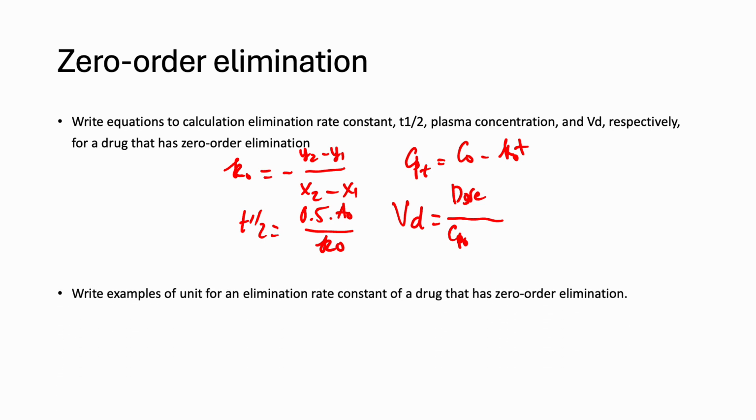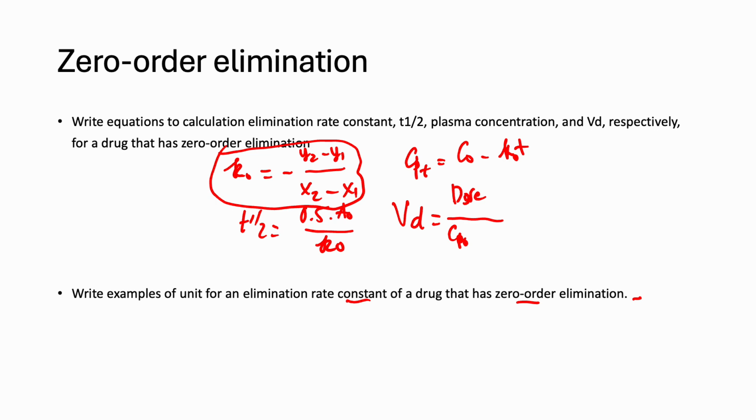Write examples of units for an elimination rate constant of a drug that has a zero order elimination. So remember, the value of the rate constant is unchanged. In zero order elimination, you look at the equation here, the equation to calculate the rate constant.